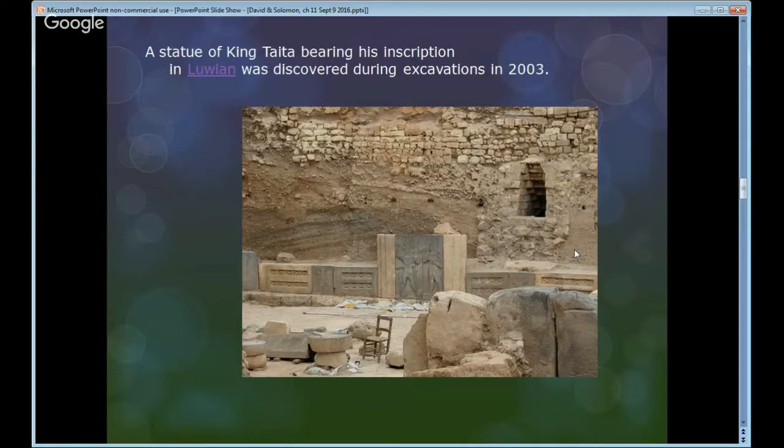Now, the inscription that we know that this was a place for King Toi was the fact that we have uncovered a statue. It was in a Luwian language, and it was discovered during the excavations in 2003. So this is now how we can confirm another part of the biblical narrative. And you will see a modern chair in the front. This is just simply an excavation site where this statue was found.